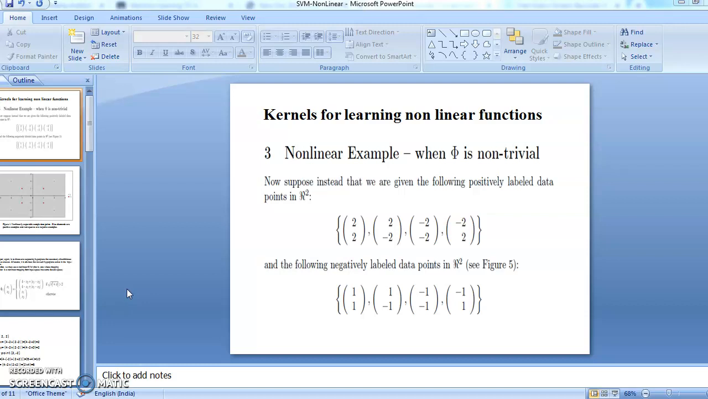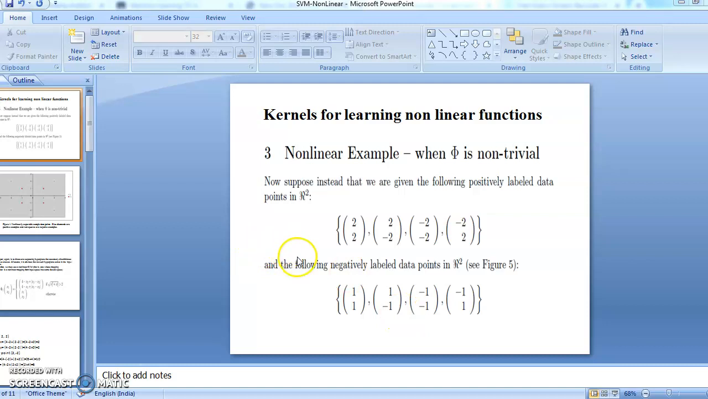Now see the example. What if the points to be divided by the SVM are scattered? In that case we have to identify the kernel function so that the points can be transformed into other values. So let's see the example. If we have data points like (2, 2), (2, -2), (-2, -2), (-2, 2), which belong to one particular class. Another set of data points are (1, 1), (1, -1), (-1, -1), (-1, 1). Together they belong to another class.